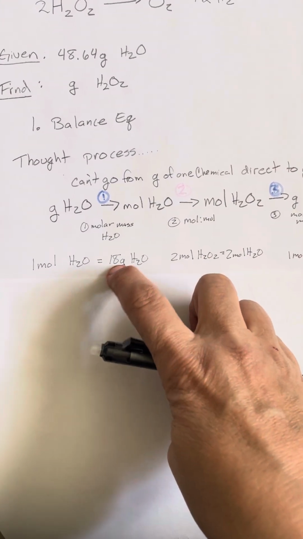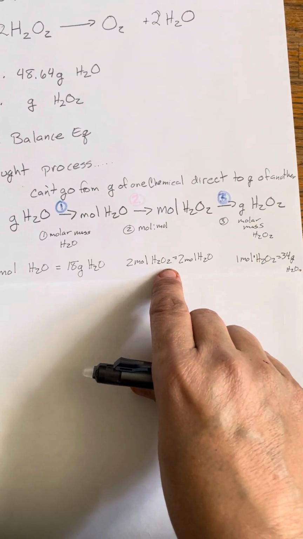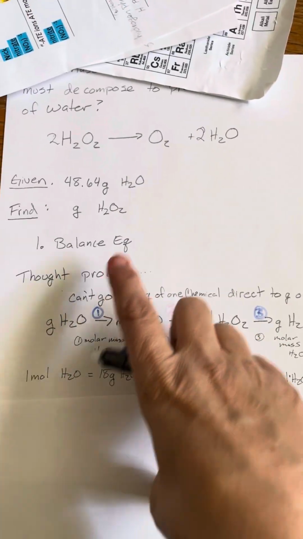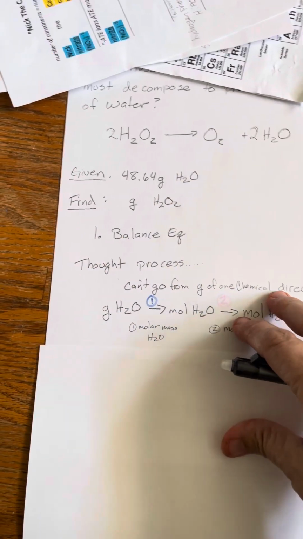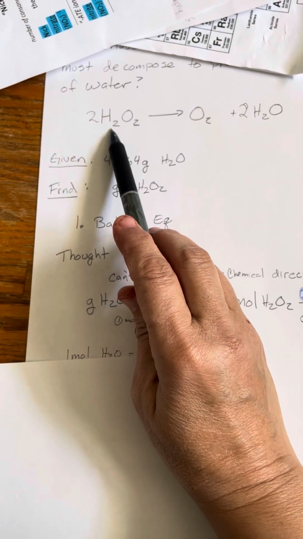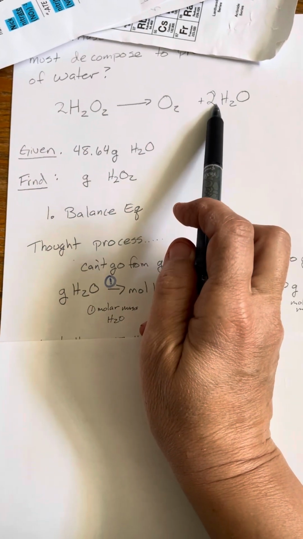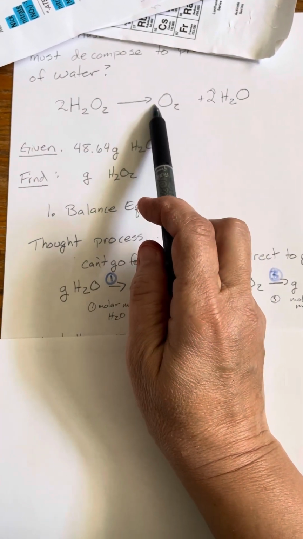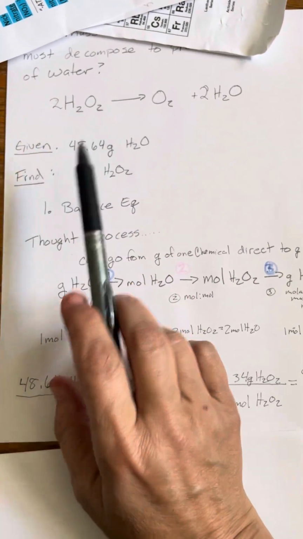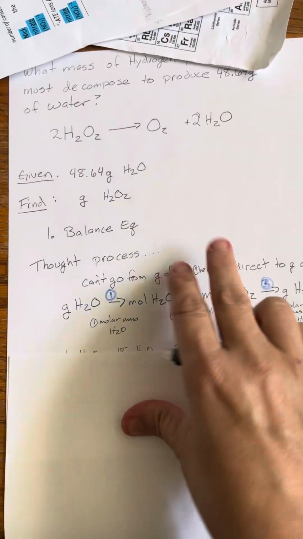So I can say that 1 mole of water equals 18 grams of water. You know that by now. 2 moles of hydrogen peroxide is 2 moles of water. Where is that coming from? That's coming from up here, okay? So this chemical equation up here actually has a whole bunch of conversions. It says 2 moles of hydrogen peroxide is 1 mole of oxygen. 2 moles of hydrogen peroxide is 2 moles of water. And 1 mole of oxygen is 2 moles of water. So there's, what, 3 equations all in there? Okay. So it's much easier to write it like that.